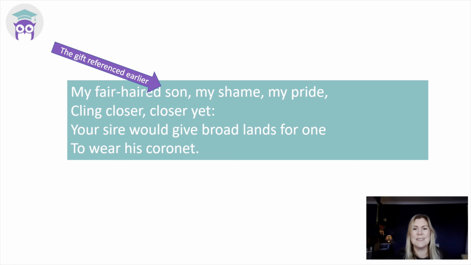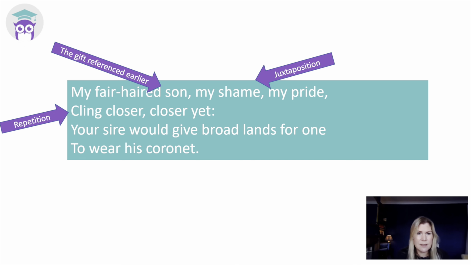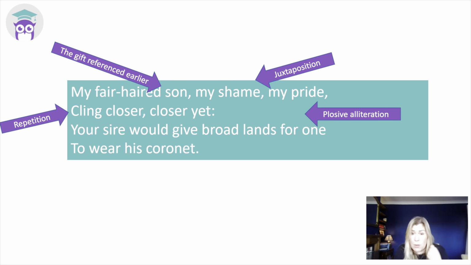My fair-haired son, my shame, my pride. So look at the juxtaposition here. Her son is both pride, like she loves him, but he's also a symbol of her shame because he is the product of this relationship out of wedlock. Then we've got this really lovely plosive alliteration and repetition. Cling closer, closer yet. So again, you've got that idea of that bond, the repetition of closer, that comparative adjective there, like drawing attention to the love that she has for her son.